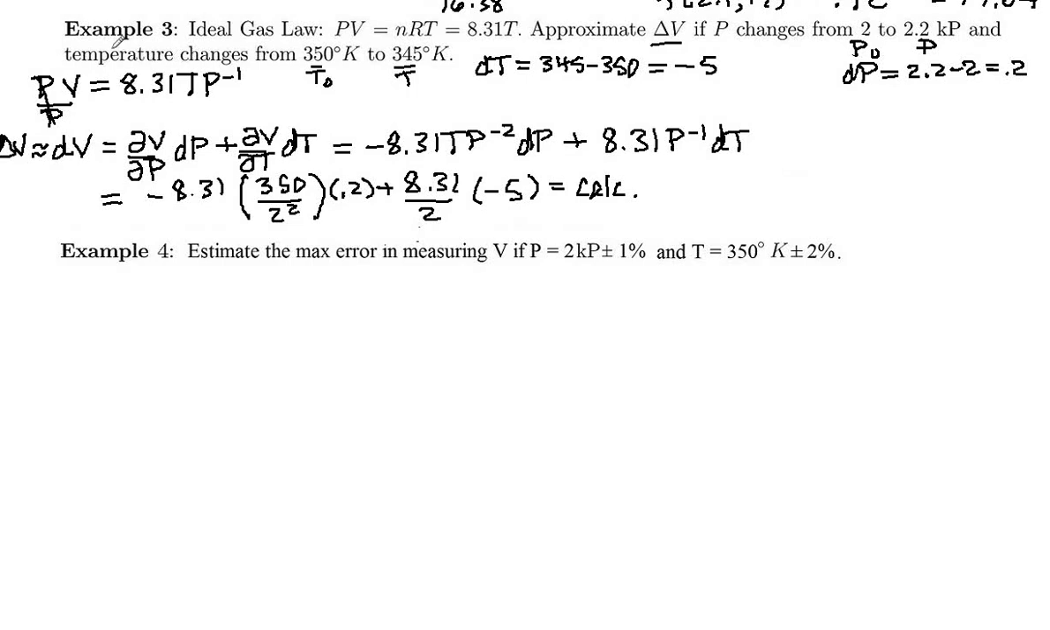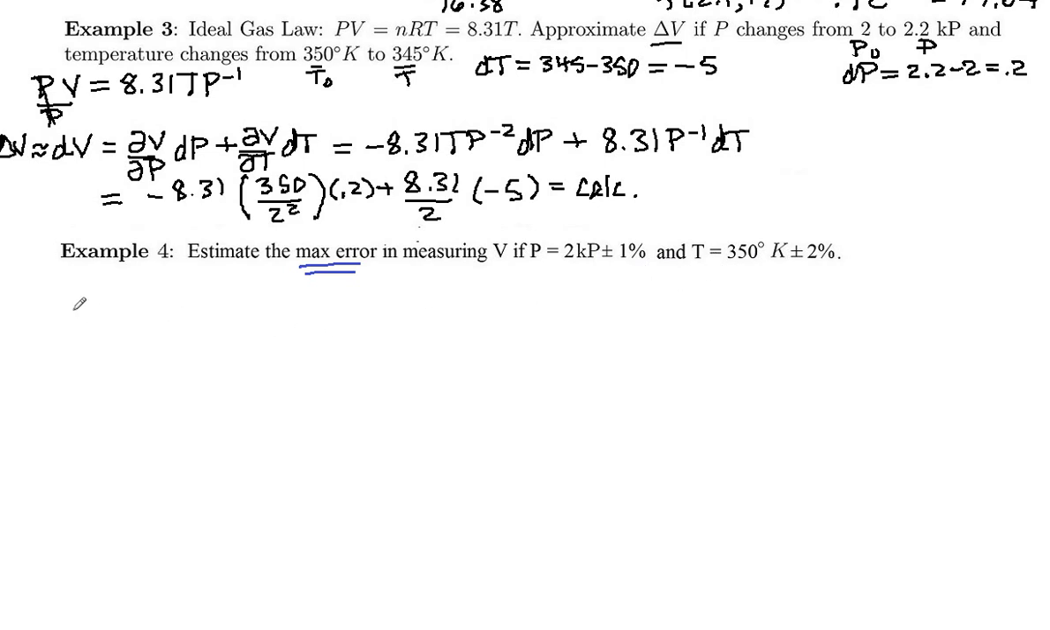So we ended class looking at example 3. We were able to approximate the change in P given a change in pressure and a change in temperature. We can also use differentials here to estimate maximum error, and that's what they want us to do in the next example. Maximum error in measuring V if the pressure is 2 kilopascals plus or minus 2% and the temperature is 350 degrees plus or minus 2%. I'm sorry, plus or minus 1%.